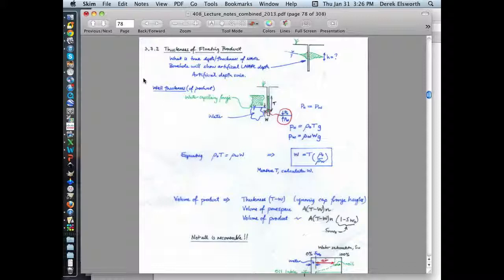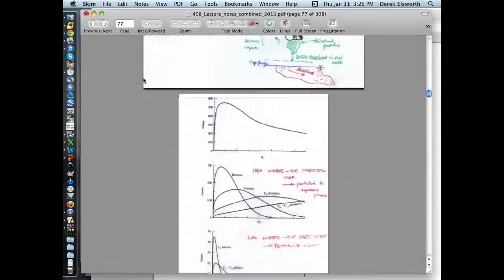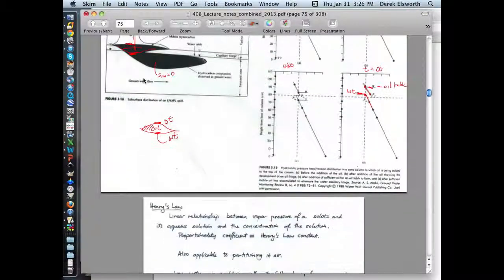All right, so based on what we've said already about these distributions of NAPL and water in the subsurface, what we might want to know is, if we try sucking this stuff out, how much is going to come out, and how do we know when we're done?